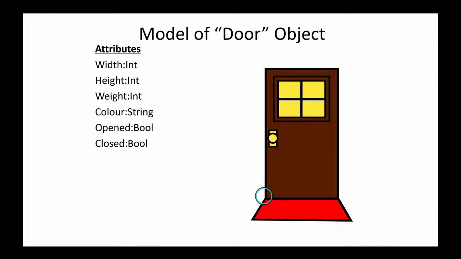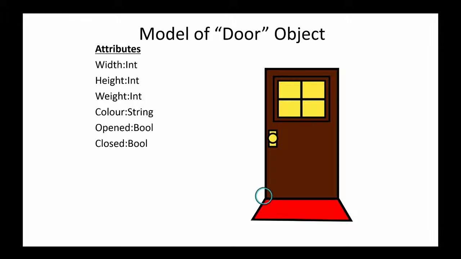Okay, I've chosen 6 attributes. It would have a width, it would have a height, it would have a weight, it will have a color, and we can determine whether the door is opened, yes or no, and whether the door is closed, yes or no. Now have a look at how I've specified the attributes. I've given the attribute name, and next to it I put down what the type is.